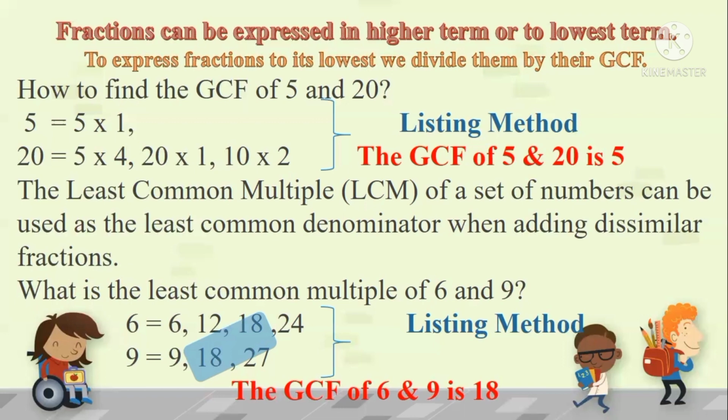Okay, another process. The least common multiple of a set of numbers can be used as the least common denominator when adding dissimilar fractions.